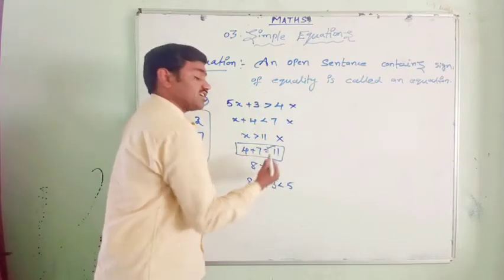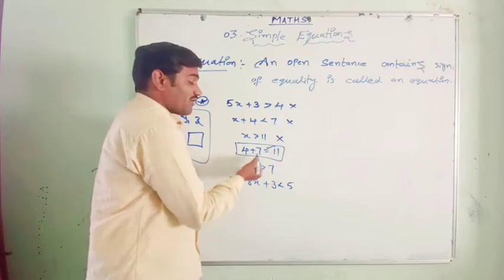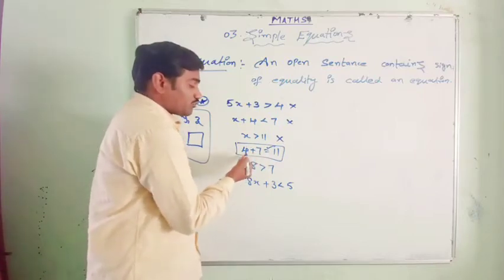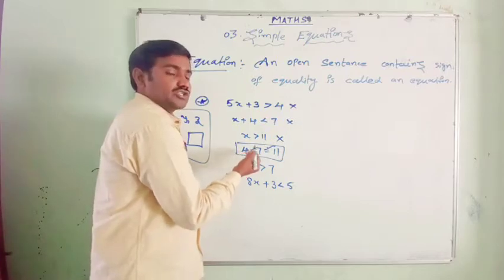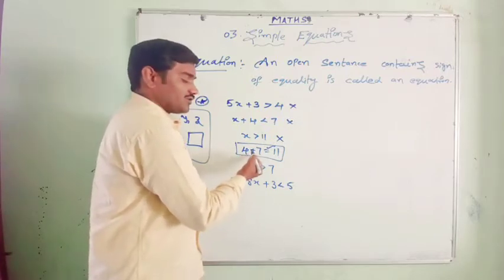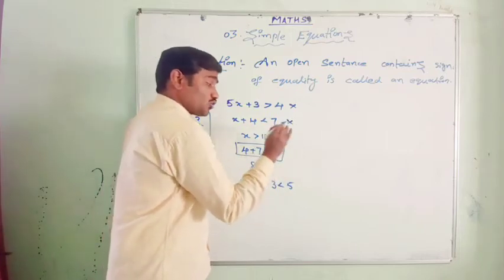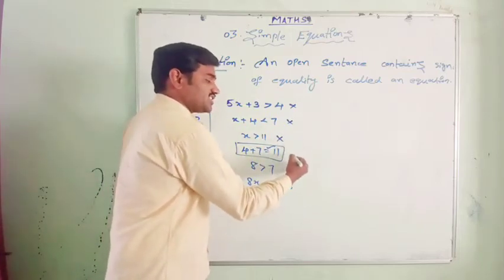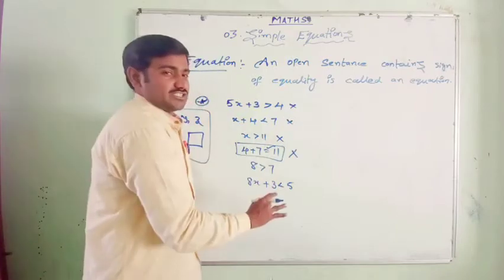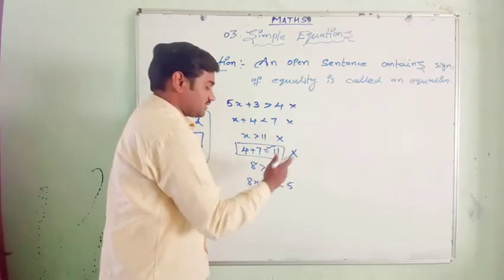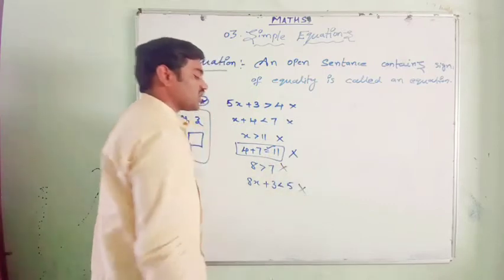See here we have an equal symbol, but we don't have any open sentence like a variable. We cannot substitute any of our assumed values here. We cannot put any values. So 4 plus 7 equal to 11 is a true statement, but it is a mathematical statement. We cannot consider it an equation. It is a mathematical statement, but we cannot consider it an equation. See, this is also not an equation and this is also not an equation.